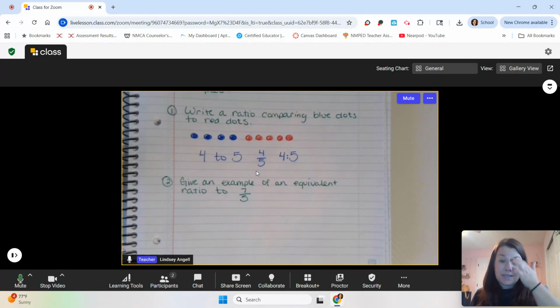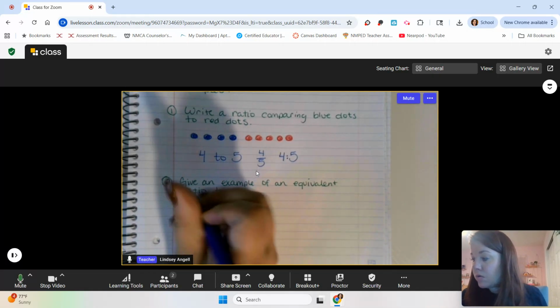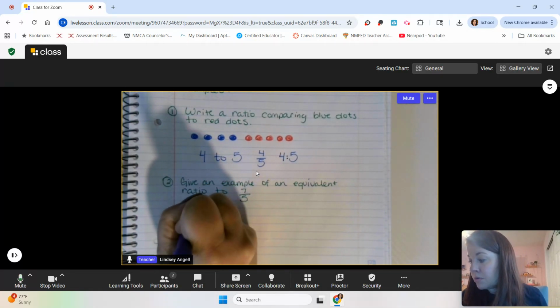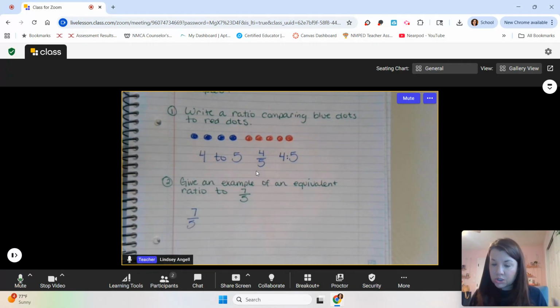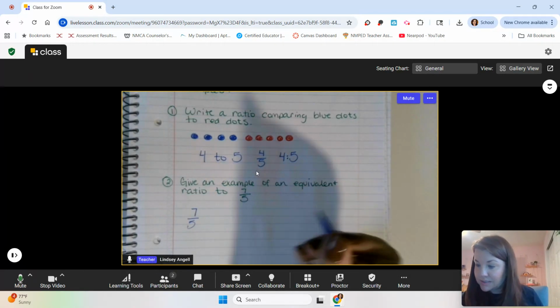Number 2, give an example of an equivalent ratio to 7/5. So notice I wrote it as an improper fraction in hopes that that helps us to understand that just like with fractions, when we reduce them, right, then we still have equivalent fractions. Well, the same thing is true with ratios. So as long as I am performing the same operation to the numerator and the denominator, then I'm keeping it equivalent, okay? Or I'm keeping it balanced.